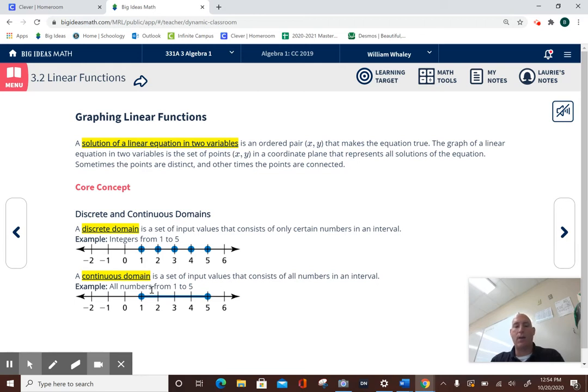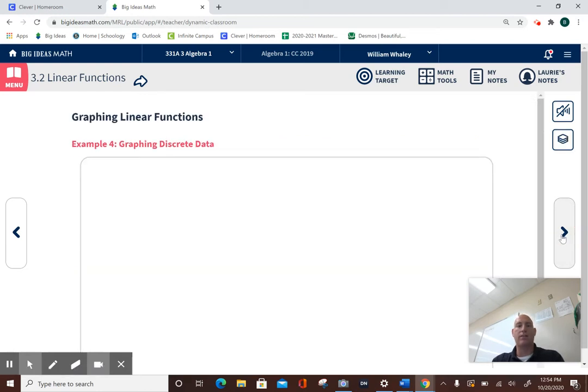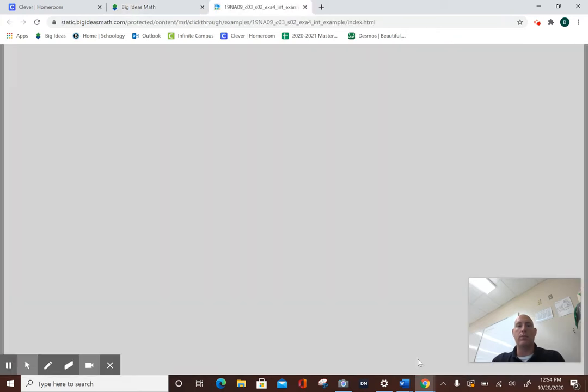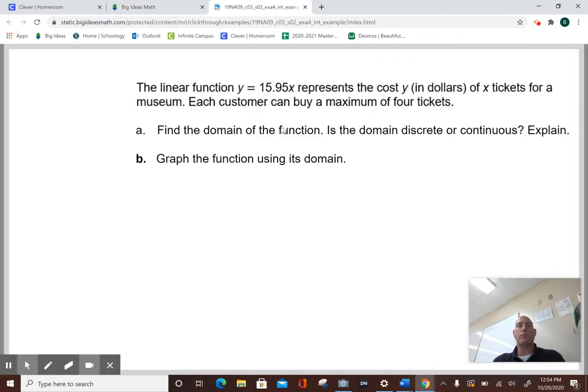The easiest way to remember it: continuous, you could draw it in one continuous motion without ever lifting your pencil. Discrete, you have to lift your pencil. Okay? So now let's get into the final examples. So here we have a linear function, y equals 15.95x, represents the cost in dollars of x tickets for a museum. Each customer can buy a maximum of 4 tickets.